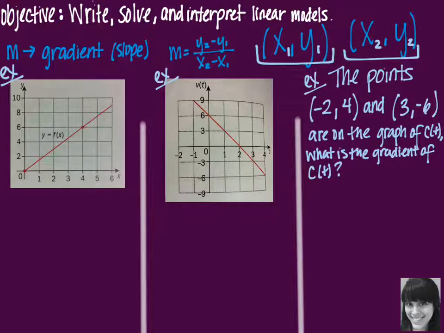So, for this first example, we have a graph, and it's right here. All you have to do is identify 2 points. So there's one right here and one right here. I'm going to label those points as here, this is 0, 0. And then up here, the x value is 4. The y value is 6. Okay, so I'm going to rewrite those below. 0, 0, and 4, 6.